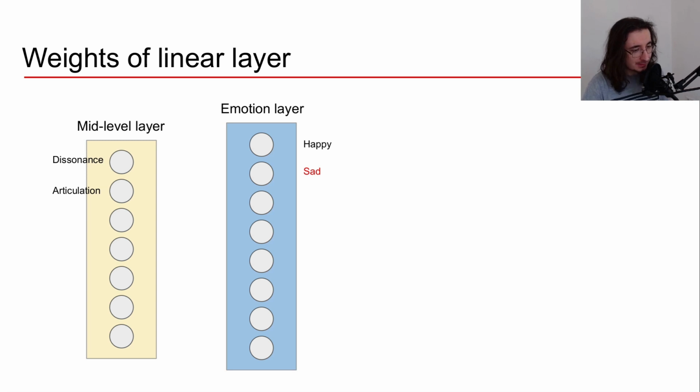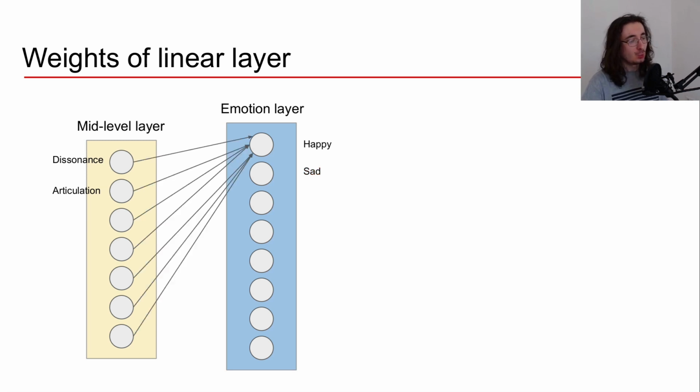So what happens here is that this is going to be a fully connected layer, so all the neurons from the mid-level layer are going to be connected to each of the neurons in the emotion layer.